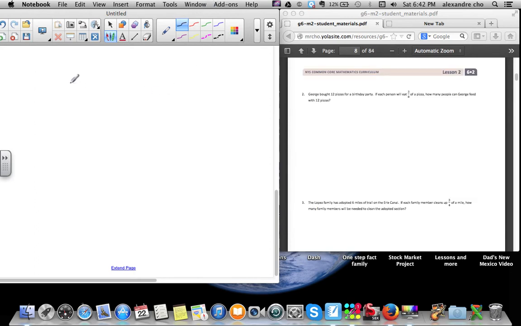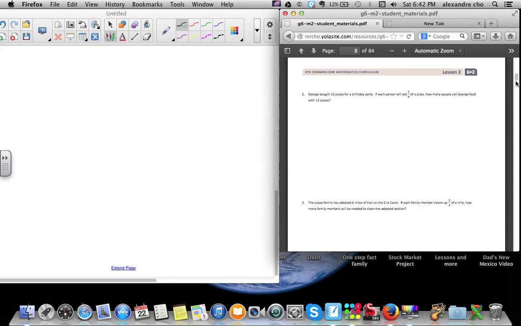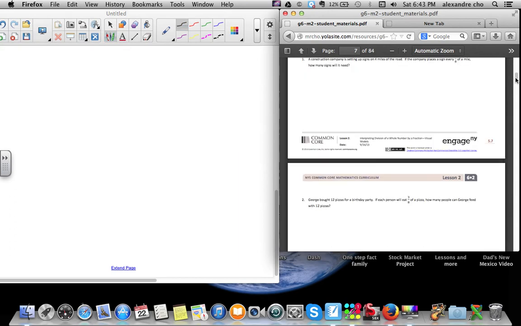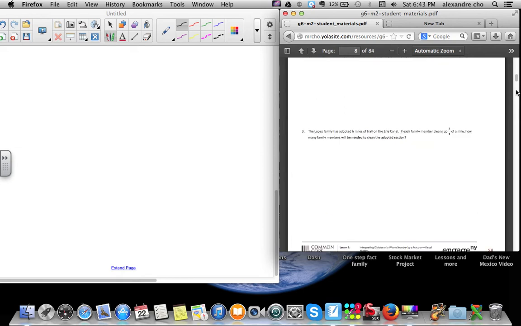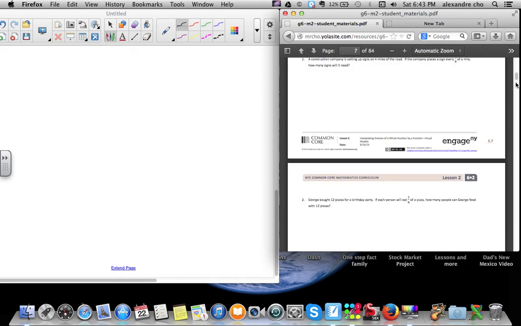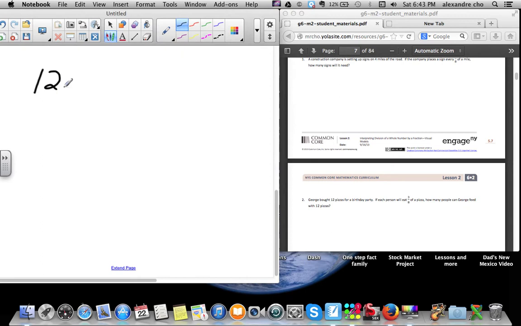whenever it shows up, so you have 12 pizzas, and each person will eat 3/8 of a pizza. How many people can George feed? Does it tell you which way to do this? Doesn't tell you the model. Alright, so in this case, I won't model because actually I'll draw 12 pizzas. Okay, so you got 12, so let's see if we can do this. 12 pizzas, and you want to divide it into 3/8 because everybody's getting 3/8.